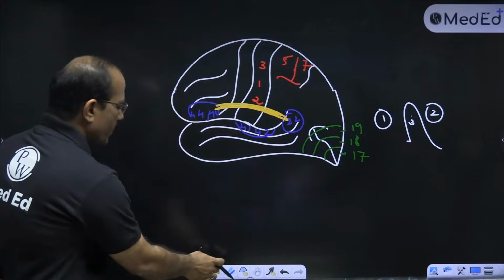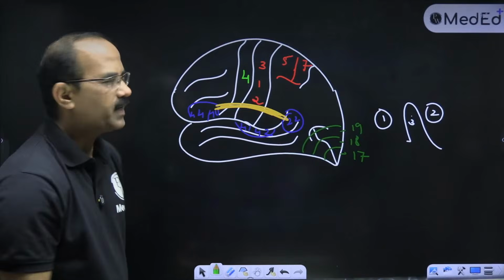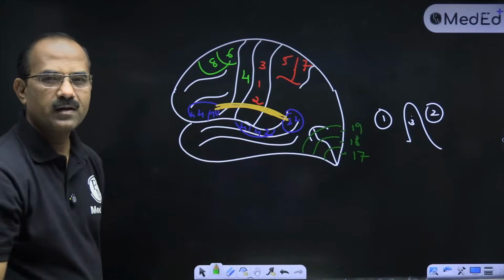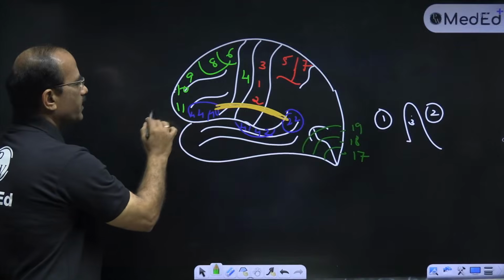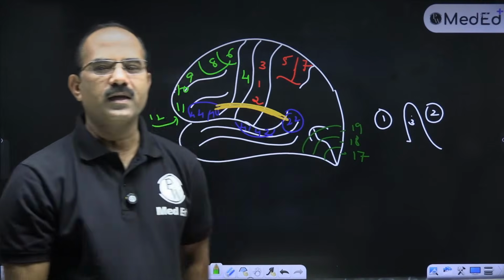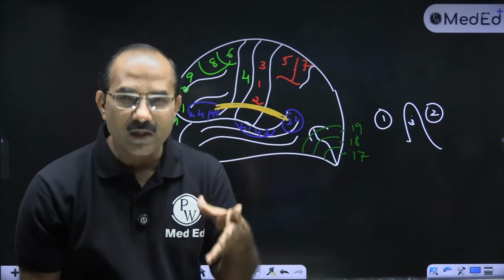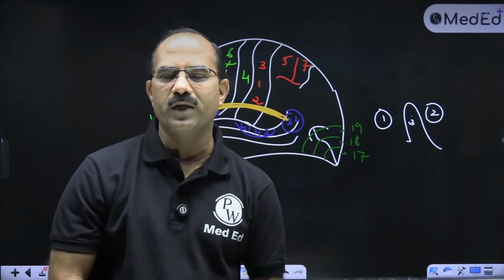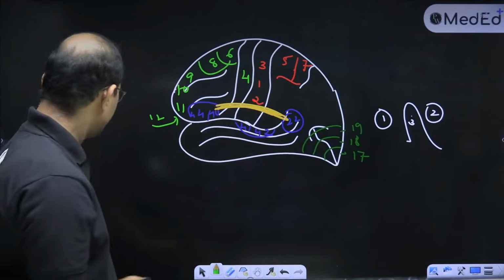Now, this is area number 4. Area number 4 is the primary motor area. This is 6 and 8. These are the premotor areas. 8 is also known as the frontal eye field. This is 9, 10, 11 and 12, अंदर की तरफ है. These are the prefrontal areas. What is the function of prefrontal areas? Intelligence, memory, ego, self-respect, social behavior. So just remember these functional areas on the supralateral surface of the brain.